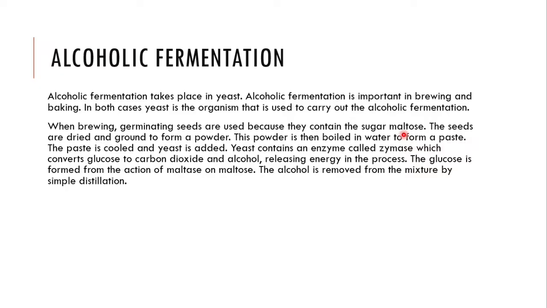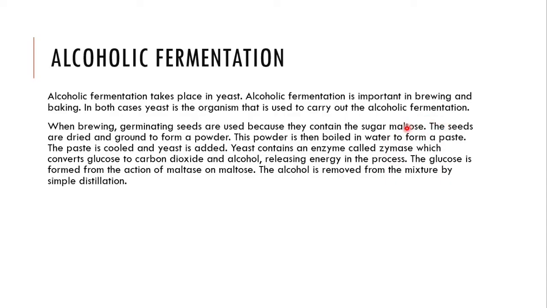Let me pause for a minute, my students. Maltose is a carbohydrate. Maltose is made up of glucose. Two glucose molecules, which are simple sugars, come together to form maltose. We've done nutrients, so I hope you remember that maltose is made up of glucose. Glucose plus glucose, you're going to form what? Maltose. Alright, cool. So when brewing, germinating seeds are used because they contain the sugar maltose.